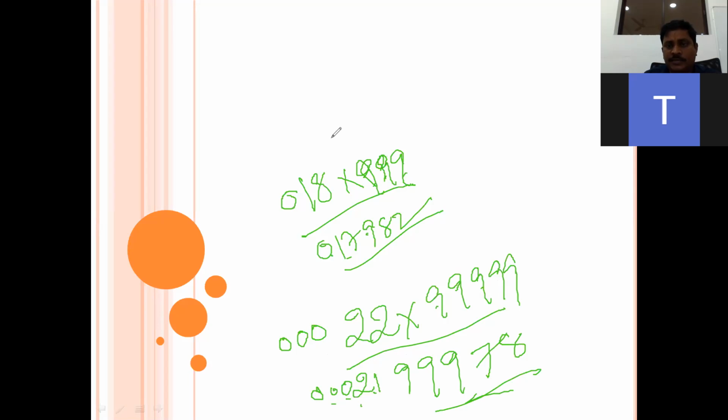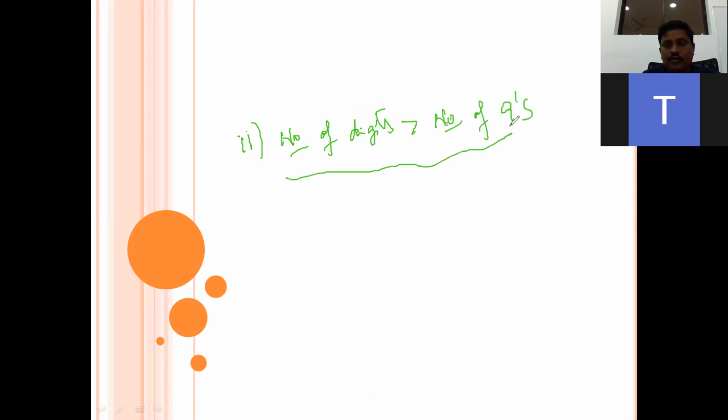Any doubt in this one? Next one. The third case is multiplication with 9s where the number of digits is more than the number of 9s. How to do this multiplication? Here we see.